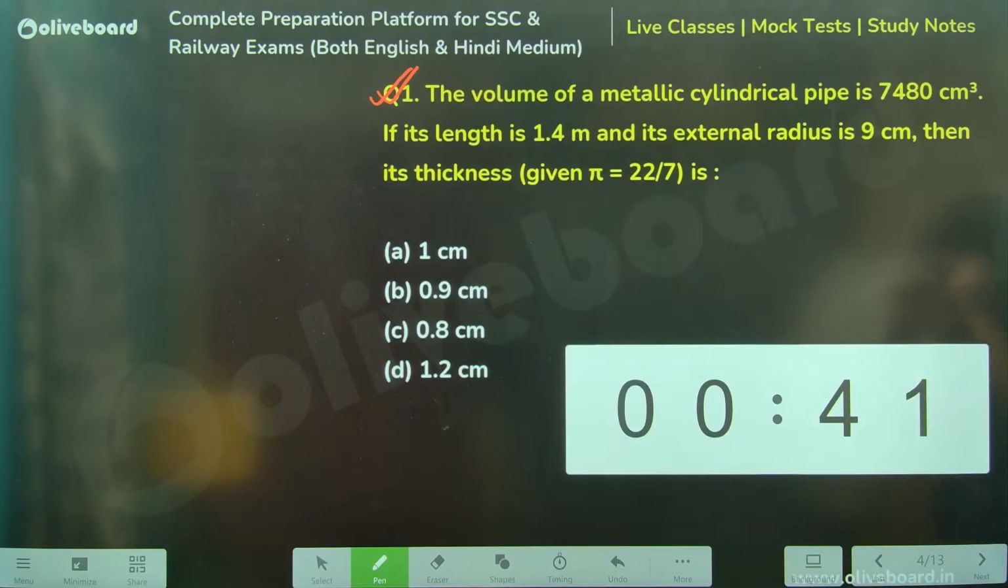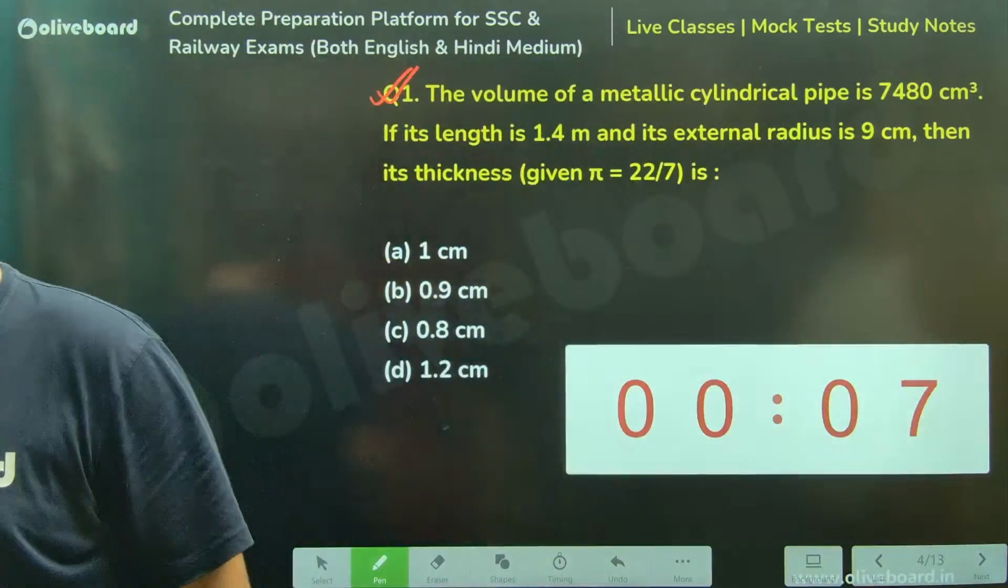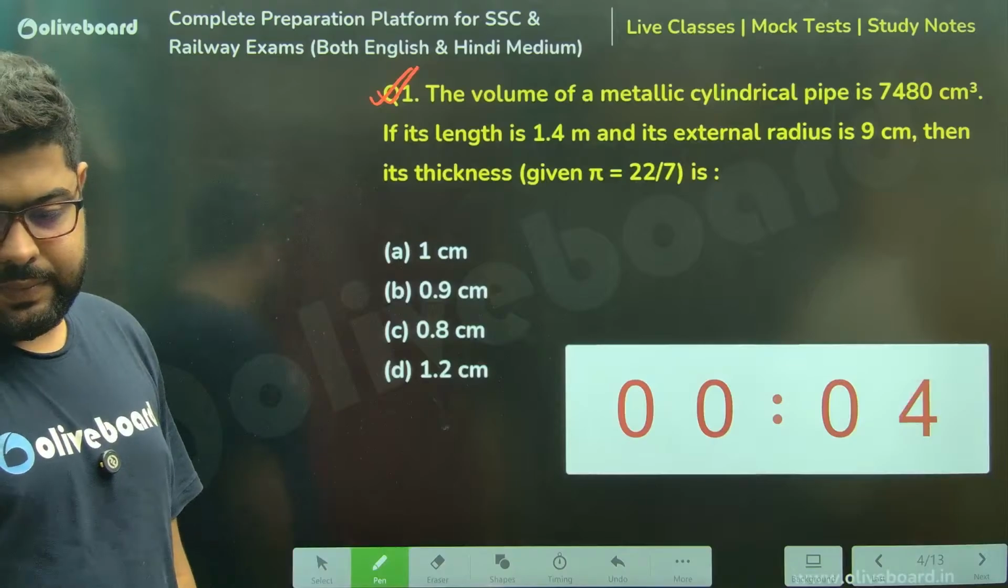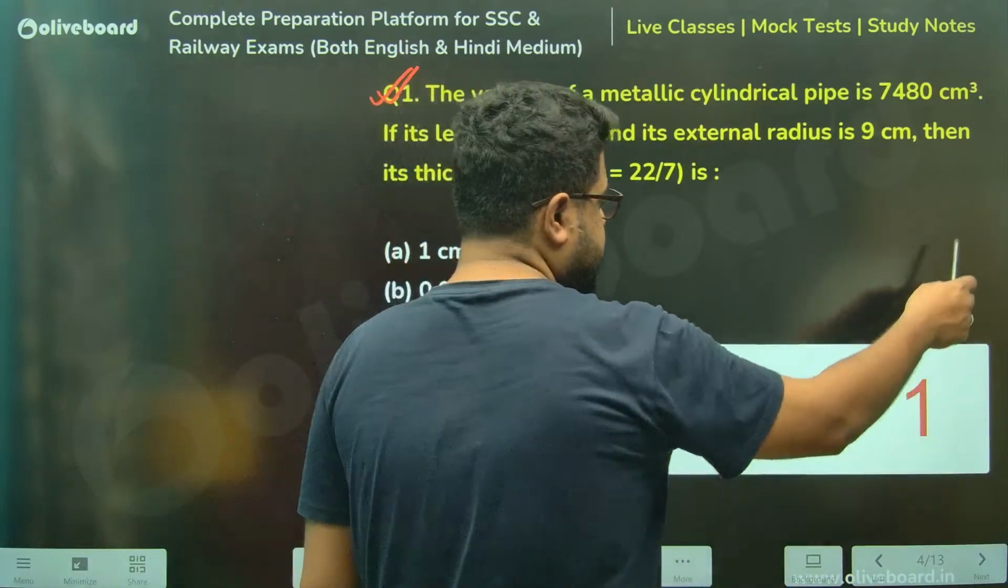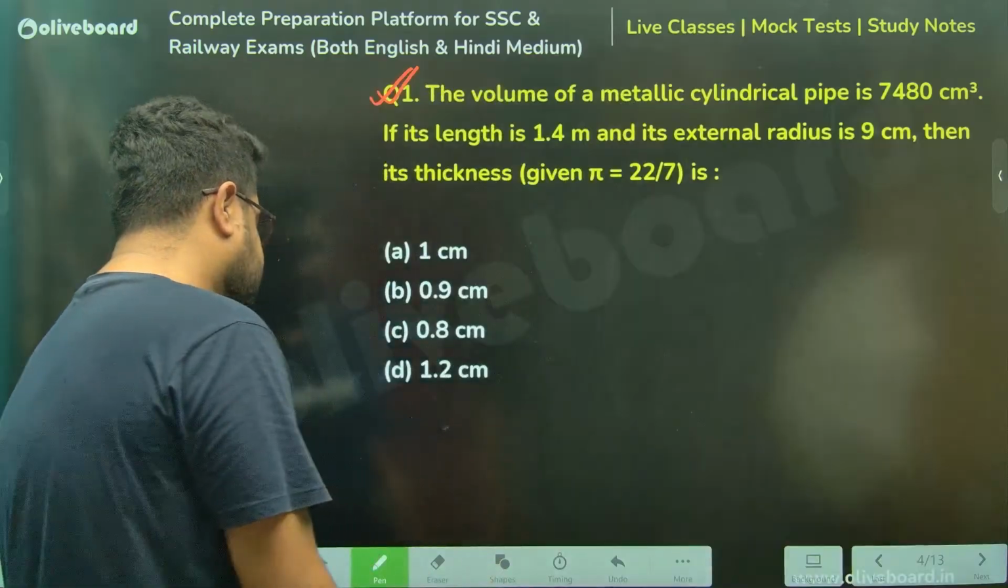Let's go, first question right in front of you. Please solve. Last 10 seconds. Need answers.